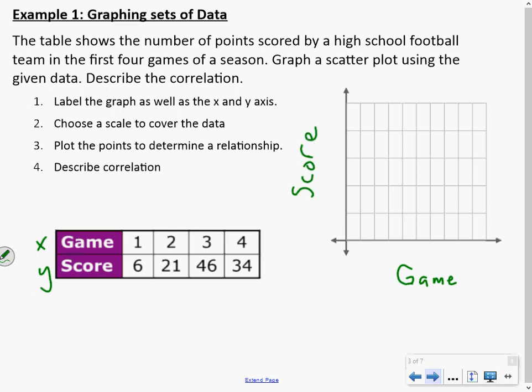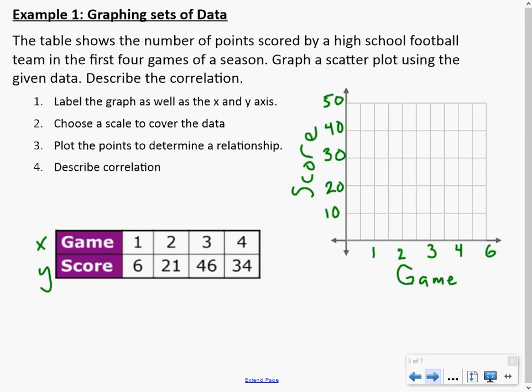Okay, we need to choose a scale. So if I look at my game data, it goes from 1 to 4. So I'm going to label this. I'm going to go 2 in between. So each tick mark would represent a half, but we only have whole numbers here. And then our score goes from 6 to 46. So let's make our scale go from 0 to 50. Let's make each tick mark be 10. All right, so we have our scale.